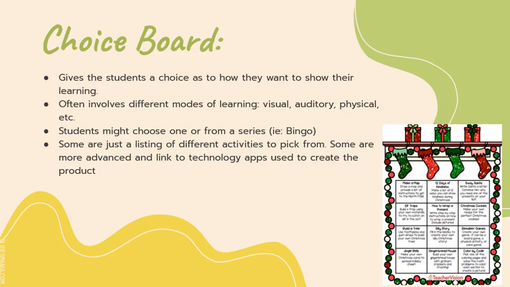Those are not necessarily technology advanced in any way. Some of them are more technology advanced in that you actually click on that link, you click on the cell itself, and you're able to go to the technology application that lets you actually create the product. So some are much more techy than the others. You can have a simple choice board where basically you just have a chart and you have different activities listed and they pick from those, all meeting the standard that you're aligning for, but meeting it in different ways. Or you can have it to where it's really interactive and you click on it. It takes you to the page where it explains what you're supposed to do and it gives you the technology to be able to do so.